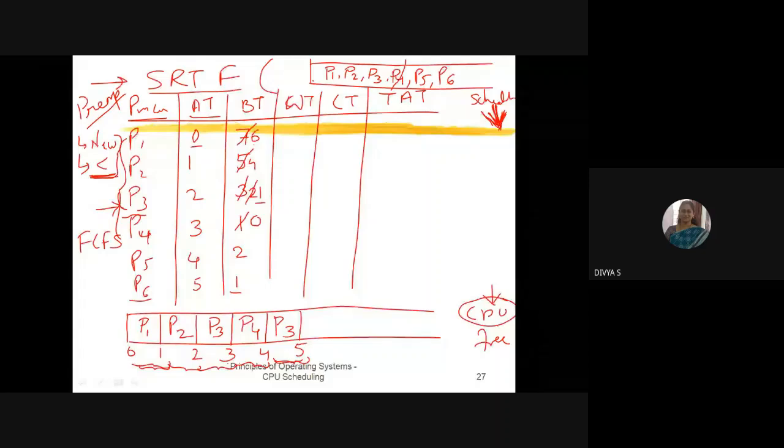Sadia, it's your turn. Yes, ma'am. Please tell me, scheduler picks which process, either P3 or P6? P6, ma'am.